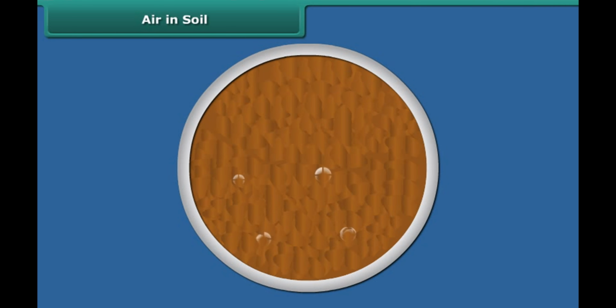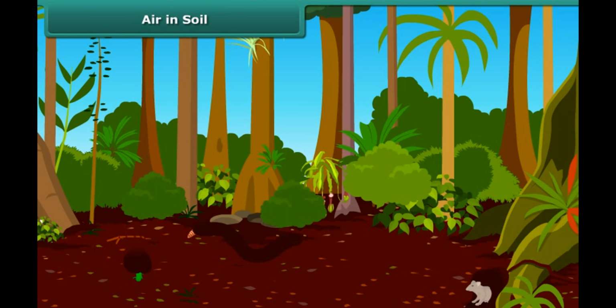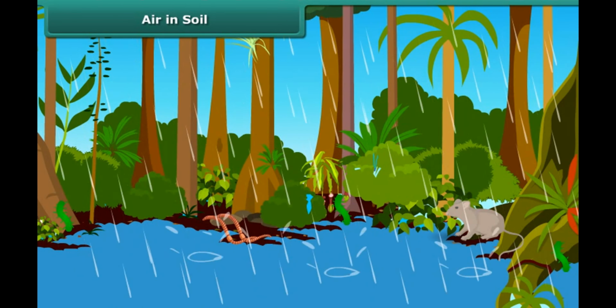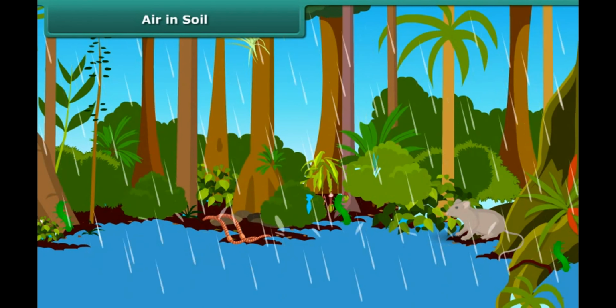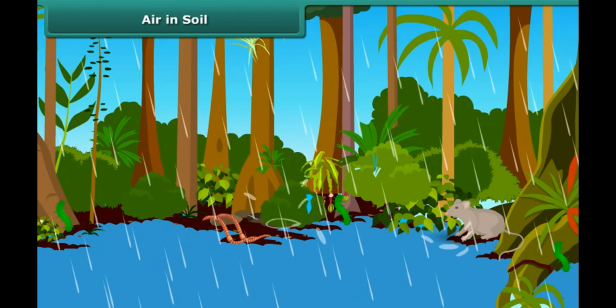When water is added to the soil, it replaces the air present in the soil. The air in the soil comes out as bubbles. The organisms living in burrows and holes of the soil use this trapped air to breathe. During the rainy season, when water is filled in the burrows and holes, these animals have to come out for respiration.